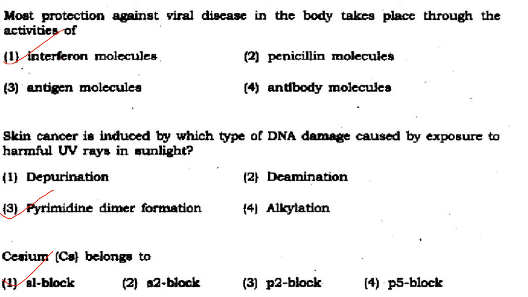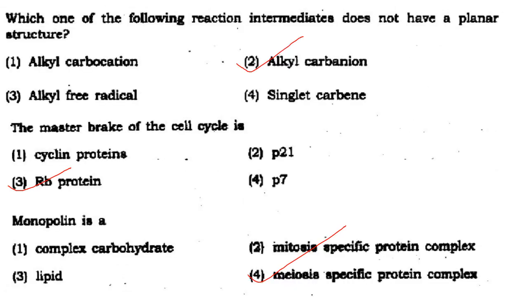Option 1: depurination, deamination, pyrimidine dimer formation, alkylation. Answer is pyrimidine dimer formation. Cesium belongs to S1 block, S2 block, P2 block, P5 block. Answer is S1 block.